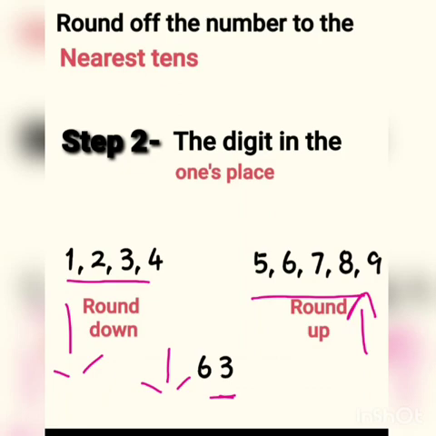So rounding down means the previous tens, or the tens which comes before this number. The tens which comes before this number is 60, right? So 63 rounded off to the nearest tens is 60.